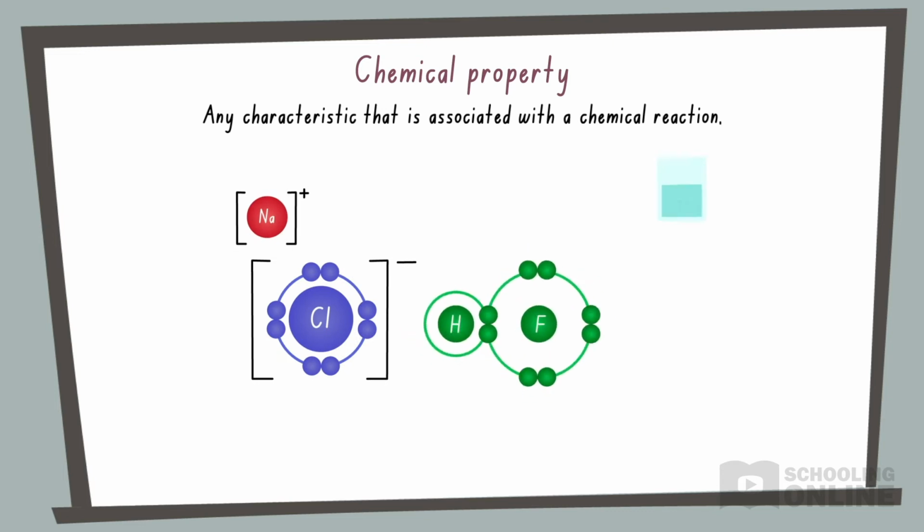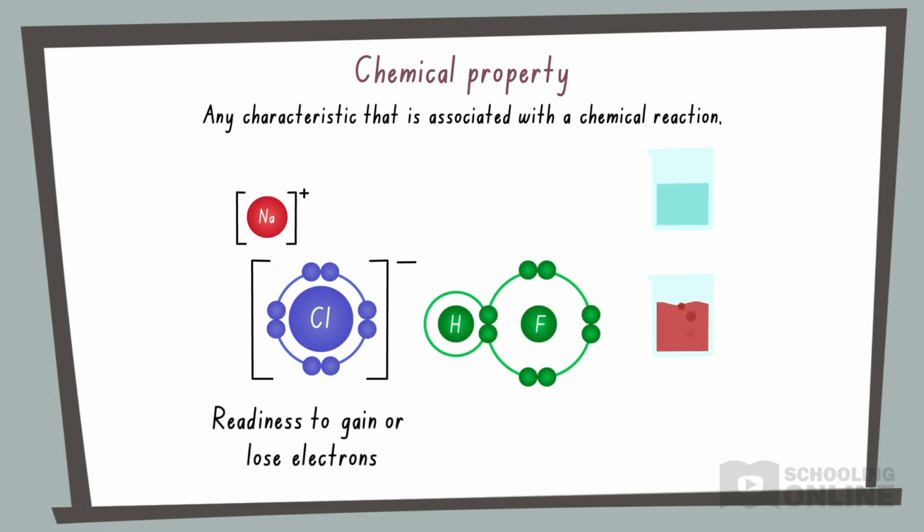In this lesson, we will investigate the chemical properties of metals, nonmetals, and metalloids, including their readiness to gain or lose electrons, the types of bonds formed, and reactivity.